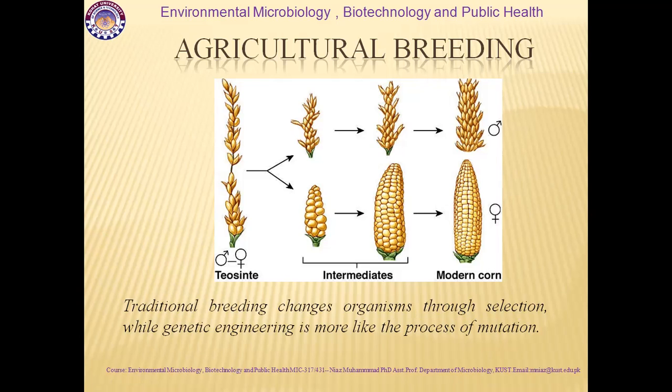We will obtain a desired organism, and again that organism will be crossed with its same species, so that we will obtain a better species. Genetic engineering is most like the process of mutation, in that we are knocking down a gene, or activating a gene in the same organism, and we do not have to go for the selection of the organism.